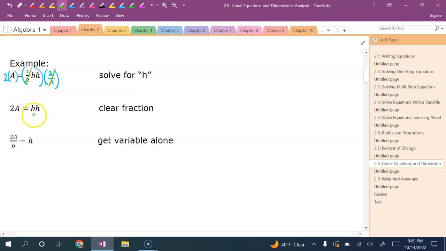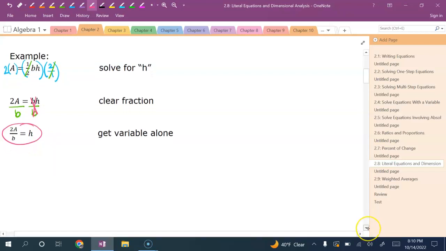Now I still need to get h alone, and right now there's b times that h. So to get rid of b, we're going to divide both sides by it. Now those b's cancel, and I drop down h equals 2 capital A all over b, and this would be your new equation. So on an example like this one, if I knew what the area of the triangle was and I knew what the base was, I could plug that in to solve for the height. And so that, again, would be an example of when you might see this.